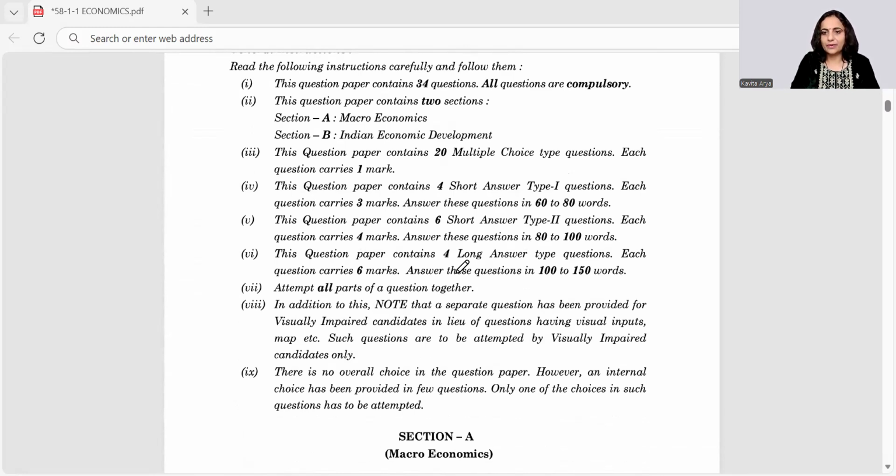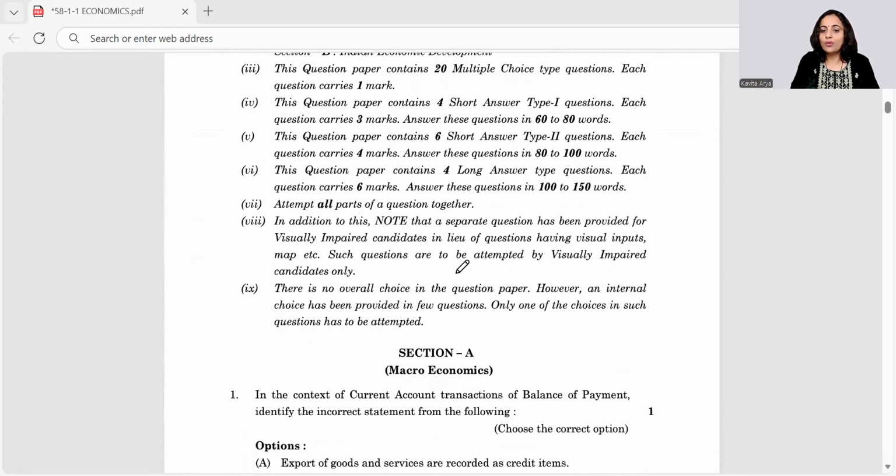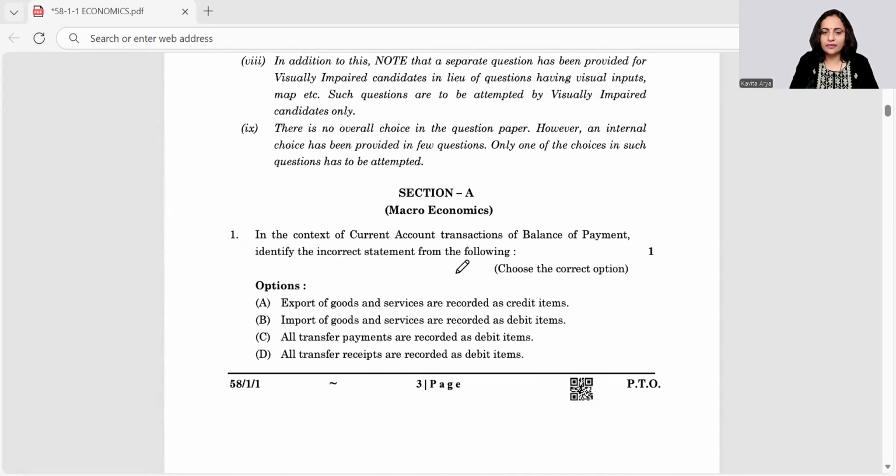All questions are to be attempted. There is no overall choice, but yes, there is some internal choice given in some questions. So here we begin with the first question of this paper. In the context of current account transactions of BUP, identify the incorrect.